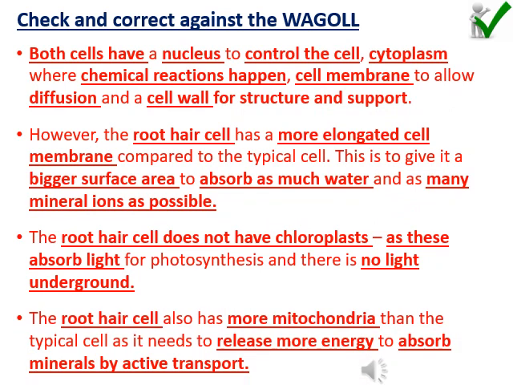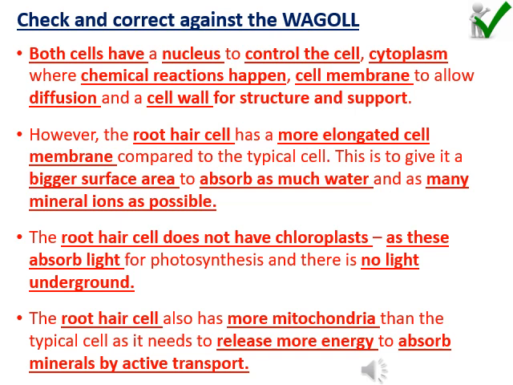So you should be working in a different coloured pen. Like I said, it's always easier to start off with your similarities, because basically what you're doing there is just spotting the difference between two diagrams. So both have a nucleus, that's my what, and then to control the cell is my why.